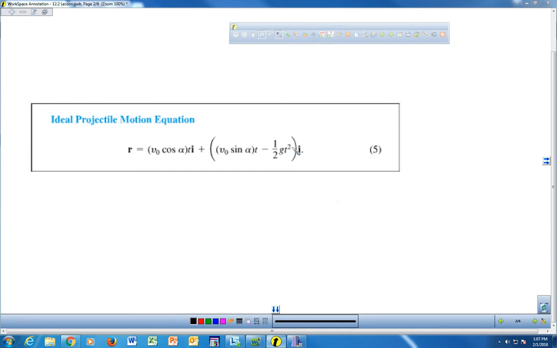This is going to give us the vertical component. Now you see that the vertical component has the same term as what we talked about before for the vertical component of vectors, which is the magnitude times sine of the angle times the time, of course.